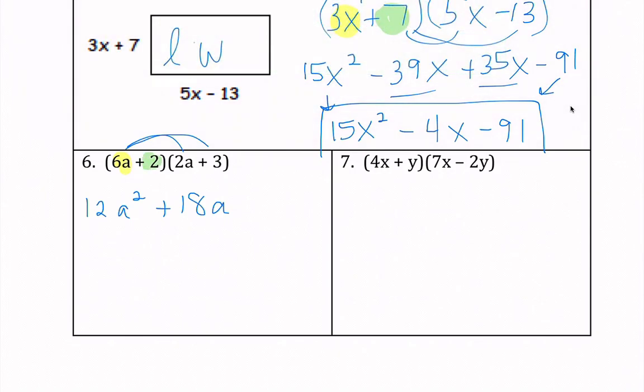Now I move on to multiply by a positive 2. 2 times 2a is a positive 4a. And finally, 2 times 3 is a positive 6. So I combine my like terms. My 12a squareds drop.